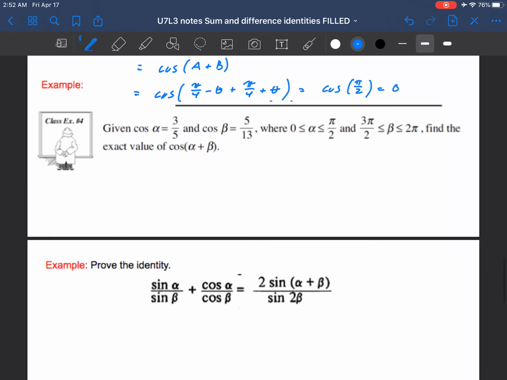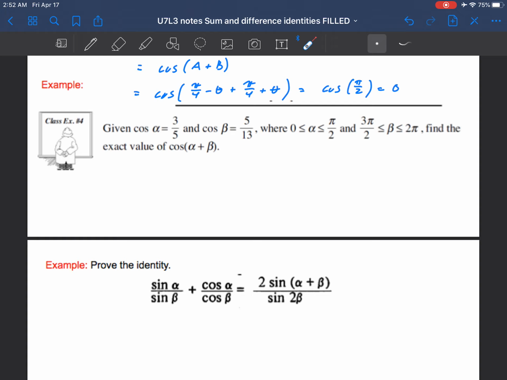Yeah, these are very popular IB questions, right? So we're given two things. Cosine alpha is 3/5, cosine beta is 5/13. This is telling us the quadrant that the angle's in. Alpha's in quadrant 1, beta's in quadrant 4. Find the exact value of cos(alpha plus beta).